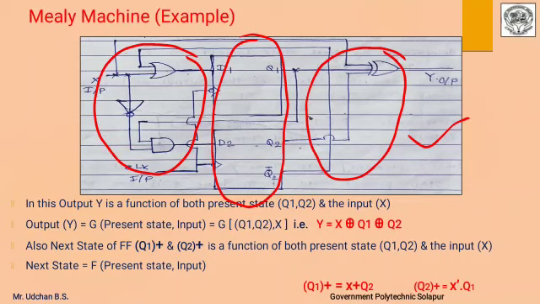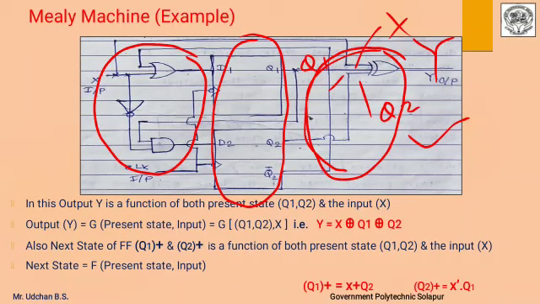In this, as we know, the Mealy machine output is a function of both the present state and the input. The output Y can be written as, this combinational logic circuit has 2 inputs. One is X, that is the input, and another input is this one and this one. This is Q2 and this is Q1.